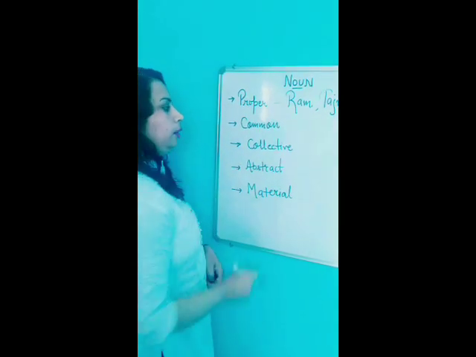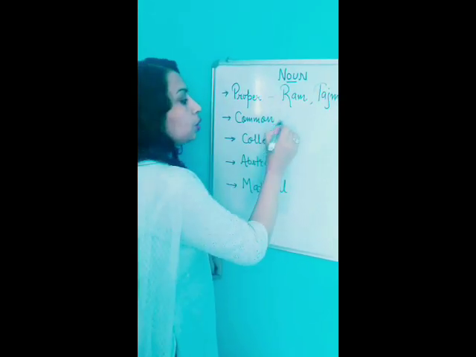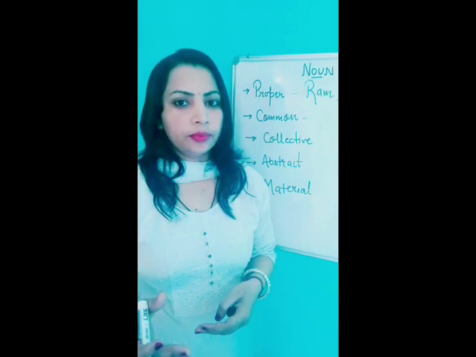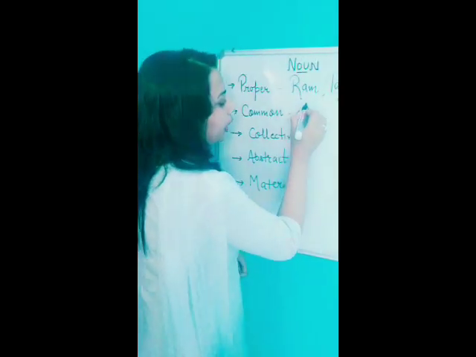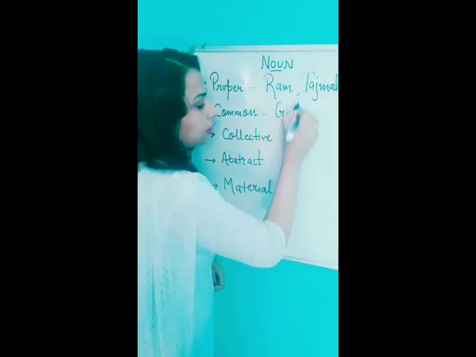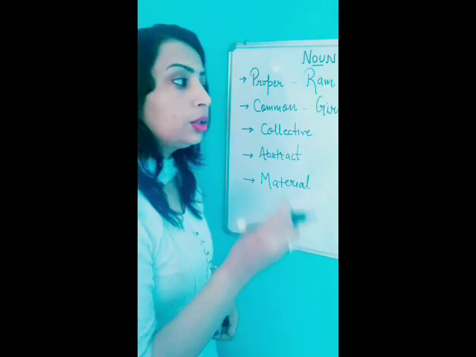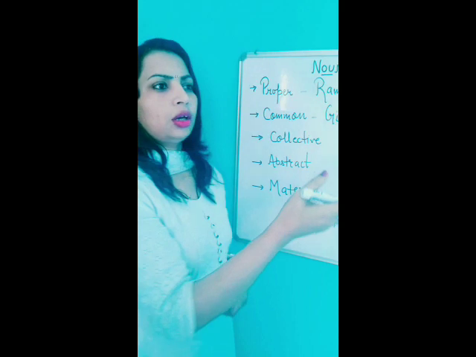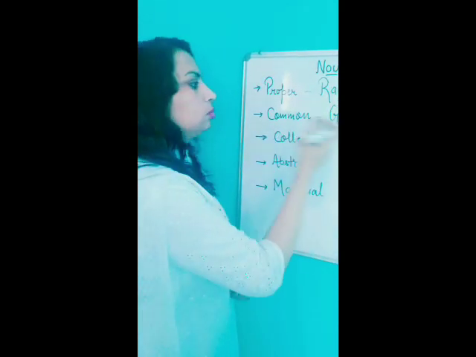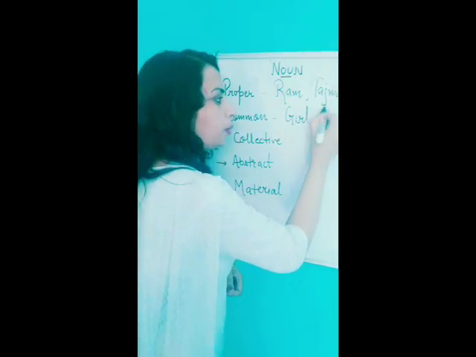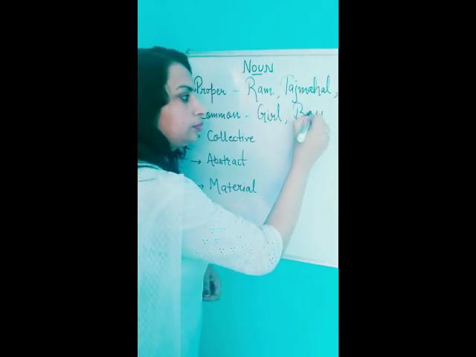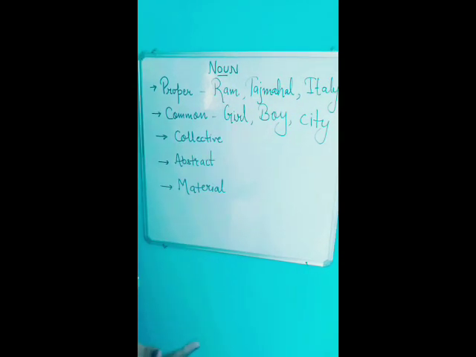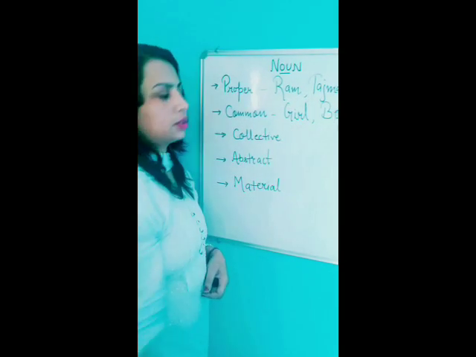Now move to the second one, common noun. Common noun also refers to place, persons and things, but in general. How? Like girl. We are not talking about any particular girl. We are not calling it by its name, but we are calling her girl. So, common noun. Boy. City. And many more. These are common nouns.